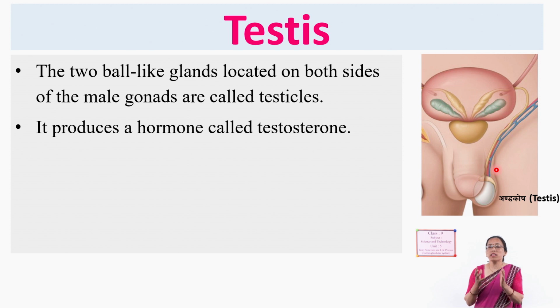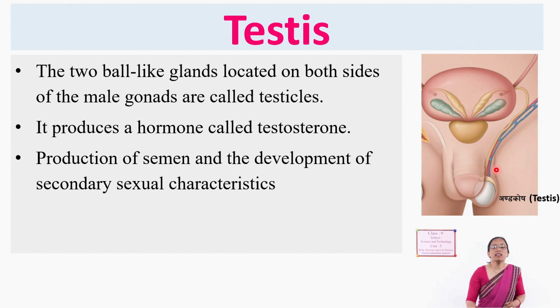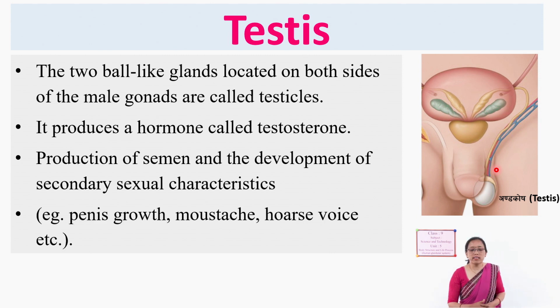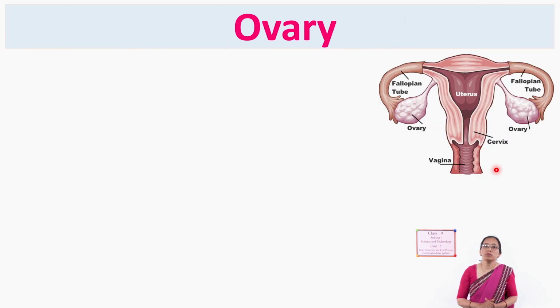Like some people, if there is less amount of testosterone, what happens? The secondary sexual characteristics are also not clearly seen. What are the secondary sexual characteristics of the male? Yes, mustache, beard, hoarseness of voice, then increase in the size of the penis. These are the secondary sexual characteristics. Mainly, sexual characteristics mean they are able to produce babies. The number of sperm produced will increase because of this testosterone. These are the functions of the testes or the testosterone hormone.